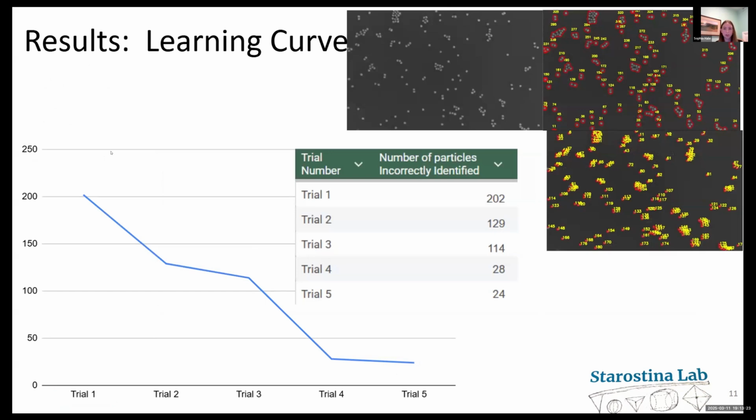On the image to the left, there are 217 particles, and with a series of 5 trials, counting the number of particles incorrectly identified, we use that to construct a learning curve. For trial 2, shown in the top corner, it failed to correctly identify 129 particles, failing to distinguish between individual particles and clusters of particles. Compare that to trial 5, shown in the bottom left corner, which incorrectly identified 24 particles. It shows an improvement, as it was much better at distinguishing individual particles in a group cluster.